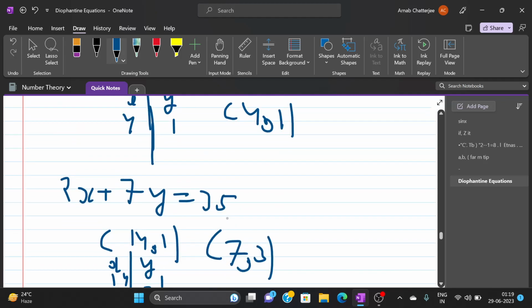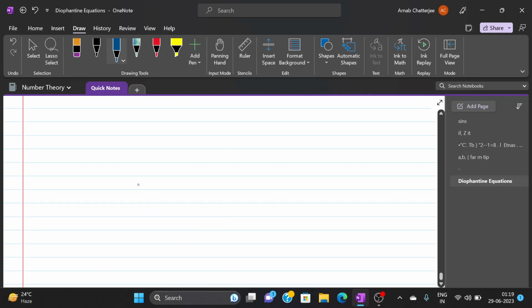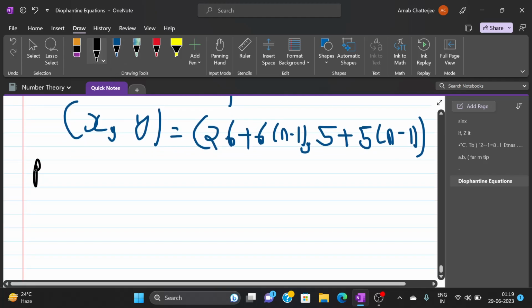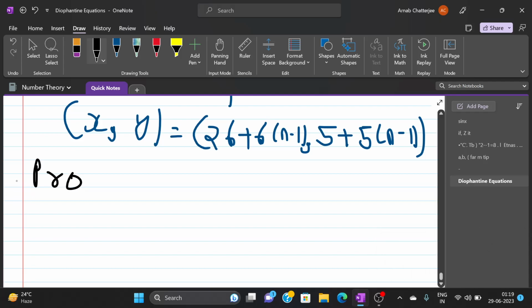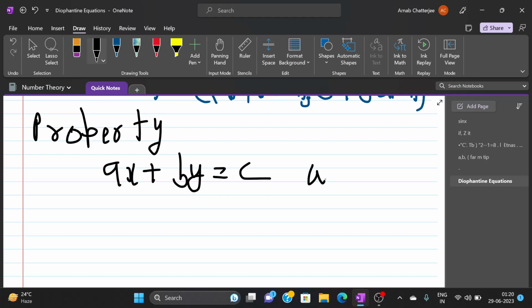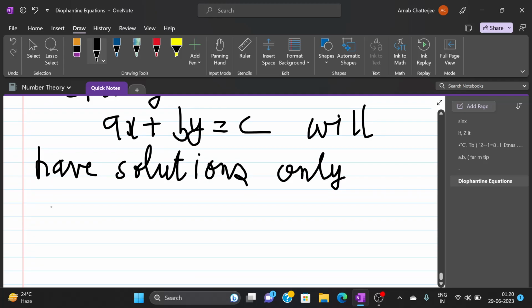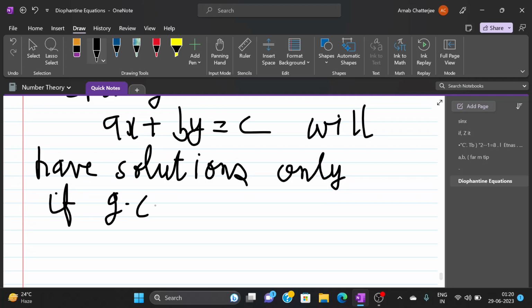Okay, so this was the very first type of question of the Diophantine equations, and these are the easiest ones to tackle. Now I have a property for you, a very interesting one. The property says that ax plus by equal to c will have solutions only if GCD of a comma b divides c.